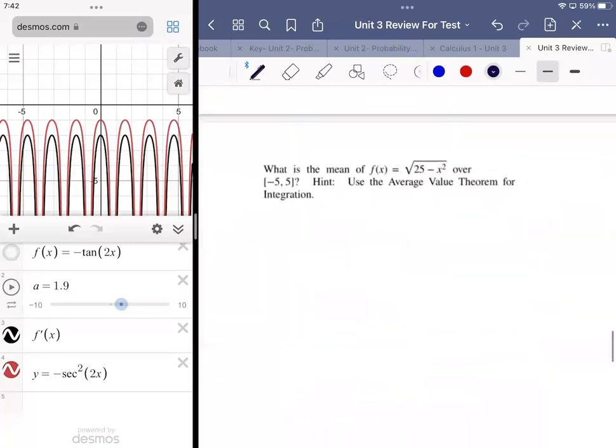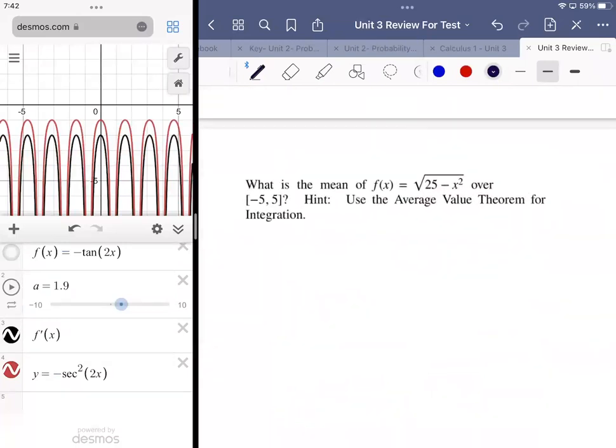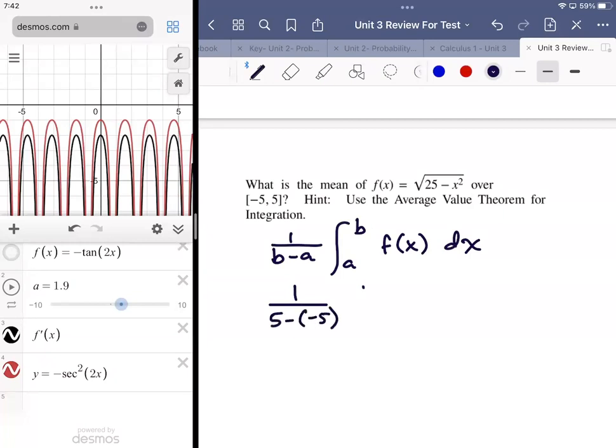All right. Number 8, this is the average value theorem, and on the test I'll put the hint there too, because when they ask you for the mean, it's not always clear, especially since the framework of the problem is pretty much the same. But this is the average value over the interval. So 1 over b minus a times the integral from a to b of f of x dx. So 1 over 5 minus negative 5 times the integral from negative 5 to 5 of the function 25 minus x squared dx.